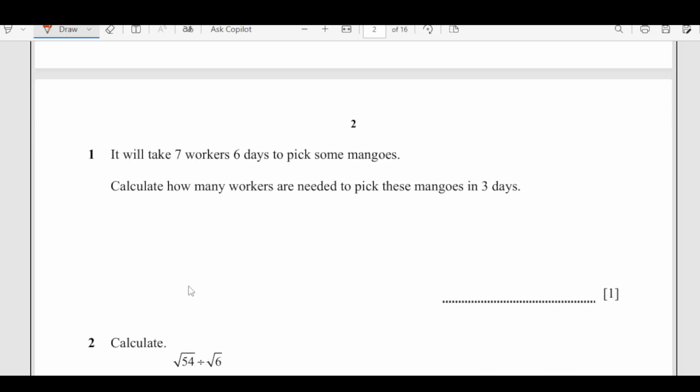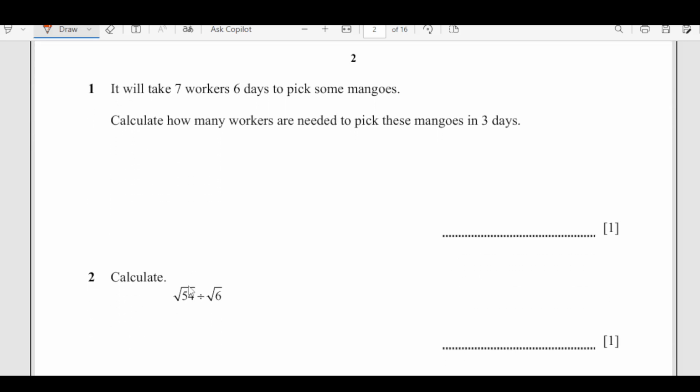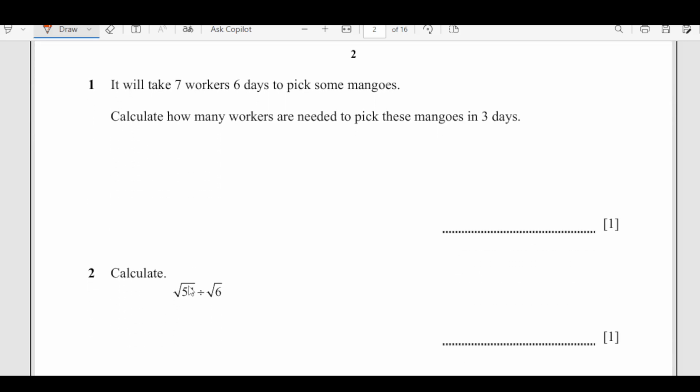So let's start. Question number 1: it will take 7 workers 6 days to pick some mangoes. Calculate how many workers are needed to pick these mangoes in 3 days. So in 6 days we need one number of workers, so we will take the number of workers this side. 7 workers are needed to pick the mangoes in 6 days.